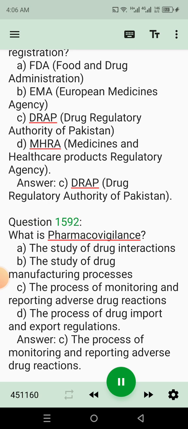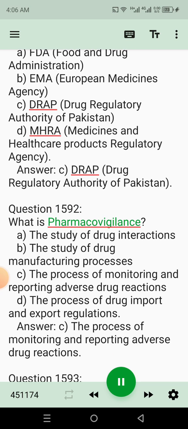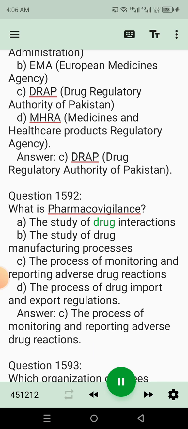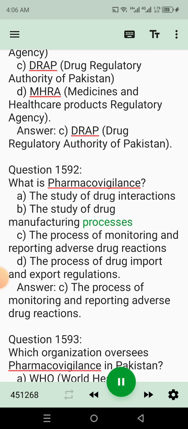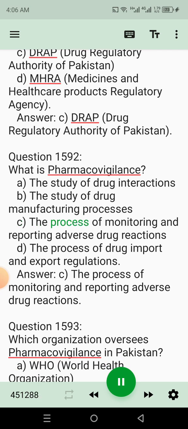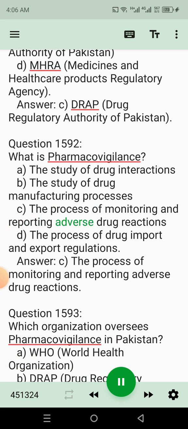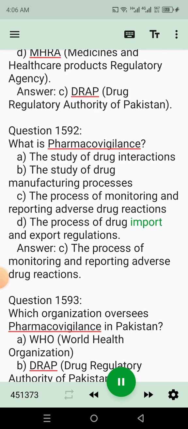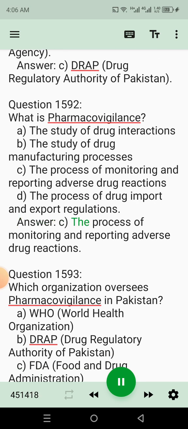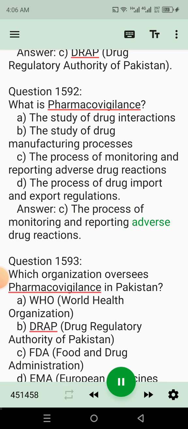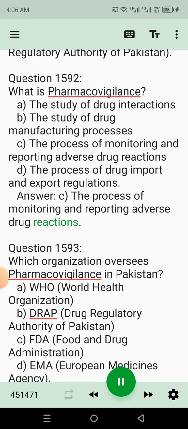Question 1592. What is pharmacovigilance? A. The study of drug interactions. B. The study of drug manufacturing processes. C. The process of monitoring and reporting adverse drug reactions. D. The process of drug import and export regulations. Answer: C. The process of monitoring and reporting adverse drug reactions.